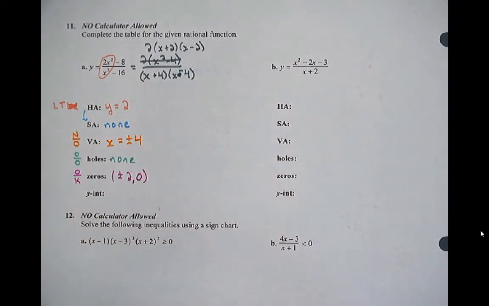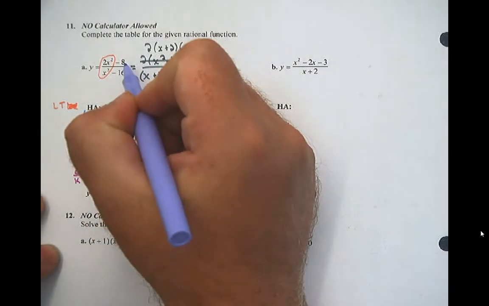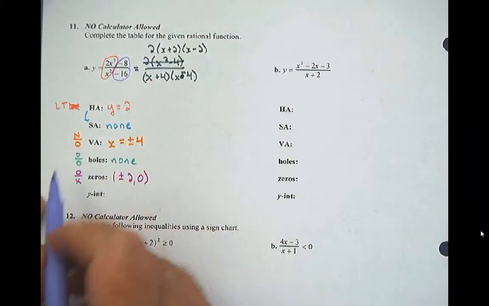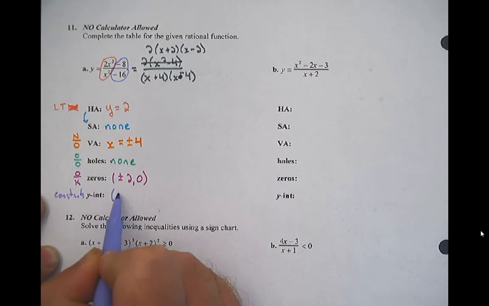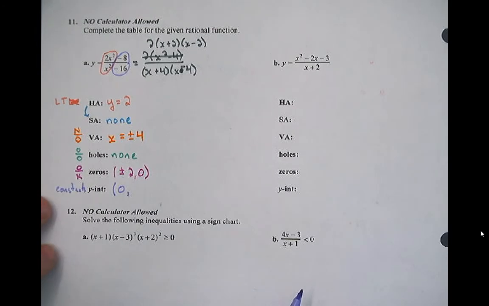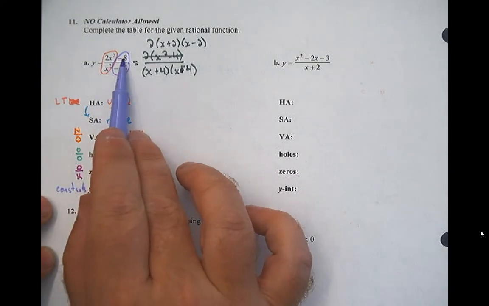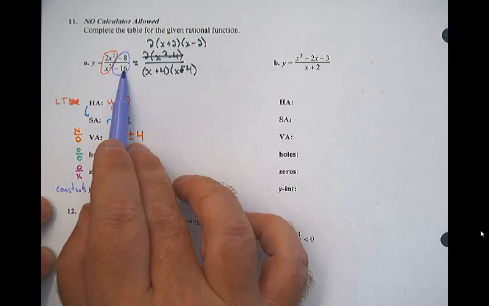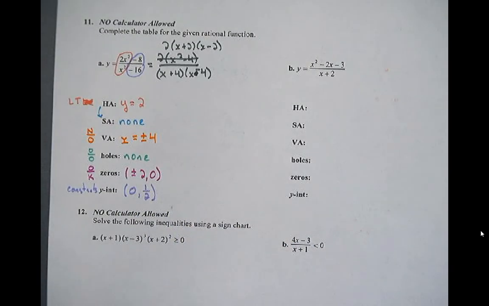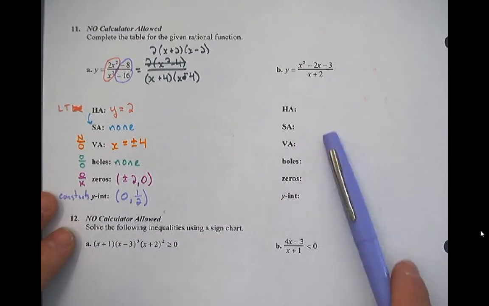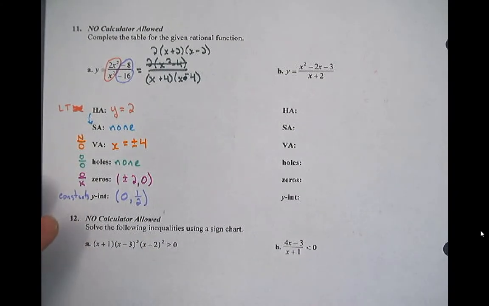And then y-intercepts, what color haven't I used yet? Maybe that light purple. Y-intercepts are found by comparing the constants. Another way to think about it, all y-intercepts have an x of 0. So put 0 in for x and see what you get. If I put 0 in for x on top, I'd get negative 8. On the bottom, I'd get negative 16. Negative 8 over negative 16 is 1/2. Okay, now that we've done that one, hopefully you can go through and do this one. Pause it, give it a try.